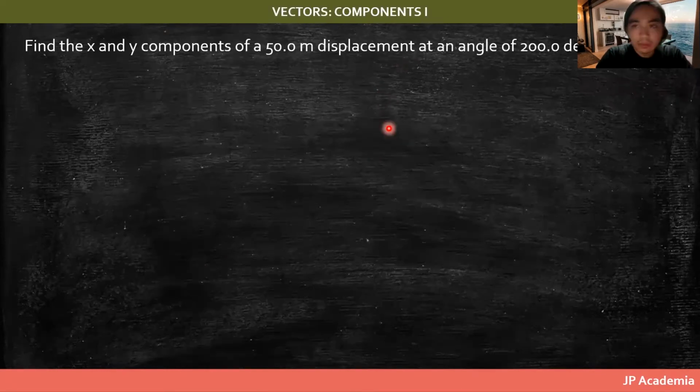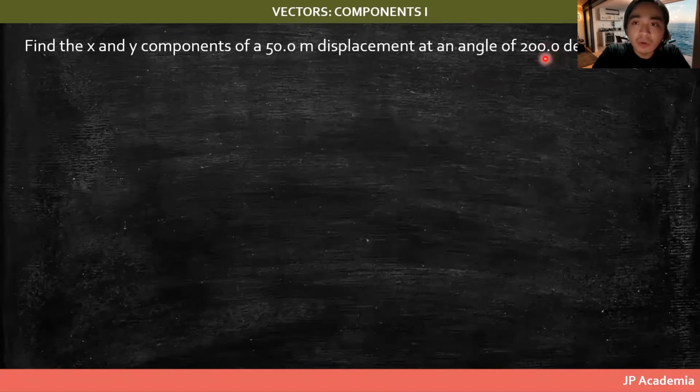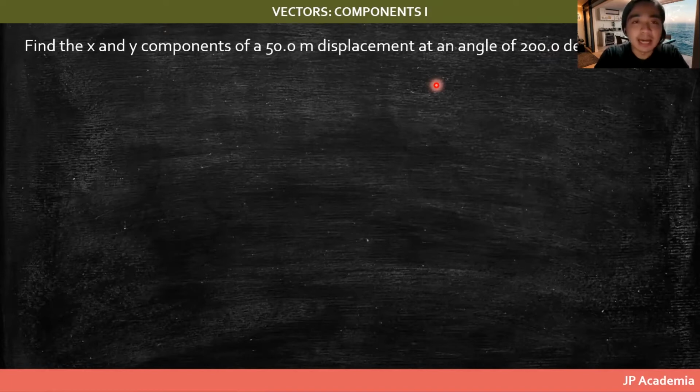So let's start. Okay, so magsimula tayo sa first problem natin. Under vectors, so we have this problem of find the x and the y components of a 50 meters displacement at an angle of 200 degrees. So tandaan natin na kapag sinabing displacement, this is a vector quantity na importante yung magnitude and direction. Vector to, 50 meters displacement. And binigyan din tayo ng angle which is 200 degrees. I-assume natin na this is relative sa horizontal or sa positive x-axis natin.